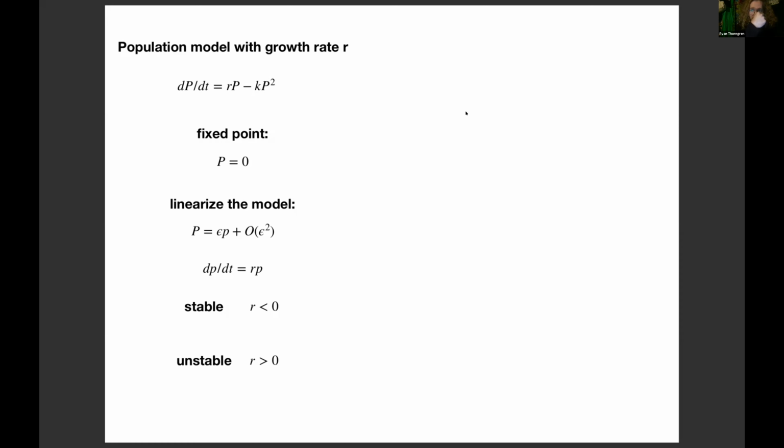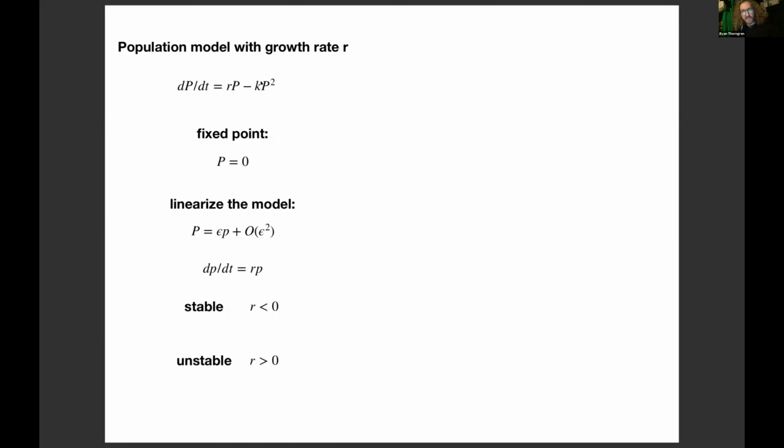So imagine that P represents the population of some species that has some growth rate R. So R takes into account both the births and the deaths. If we just had R, so forget this second order term for a second, if we just had dP/dt equals rP, then we would have either exponential growth for positive R or exponential decay for negative R.